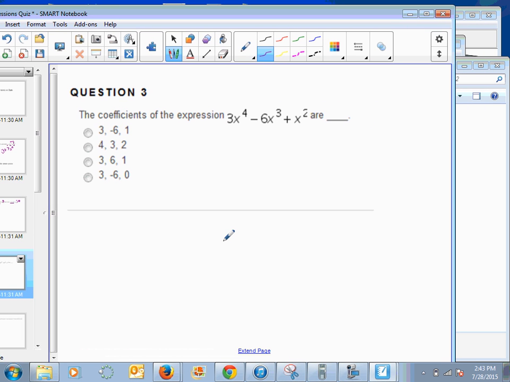Okay, coefficients. This idea of coefficients, real simple. Coefficients are just the numbers in front of the variables. So your coefficients here are 3, -6, and right there, remember, there's a 1 there. So you've got a 3, a -6, and a 1. Coefficients are just the numbers we find in front of the variables, but important to remember, got to take that sign with it.